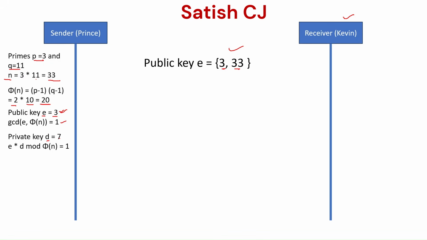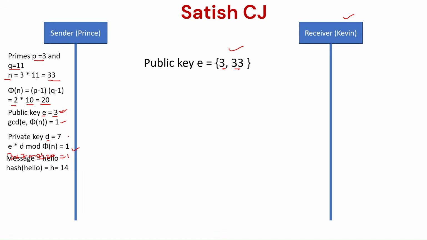So the condition for this private key is, it should satisfy E * D mod phi of n should be equal to 1. So E is 3, D is 7, phi of n is 20. So 21 mod 20, what is that? 1. So this condition is satisfied. So the private key that Prince has selected is D equal to 7.